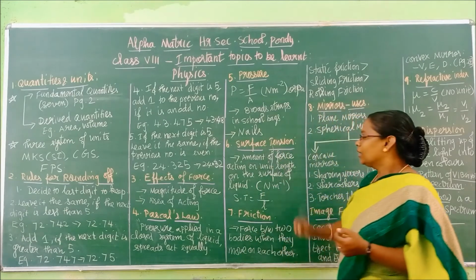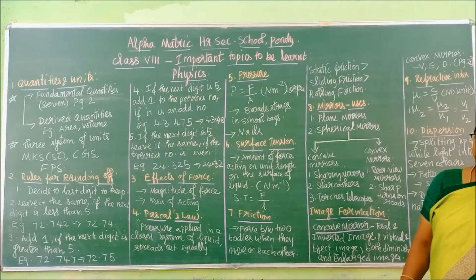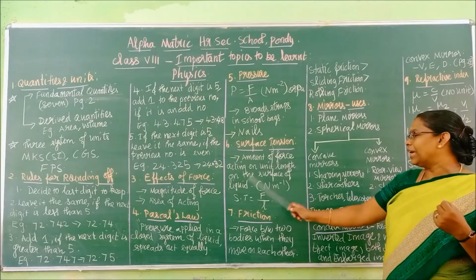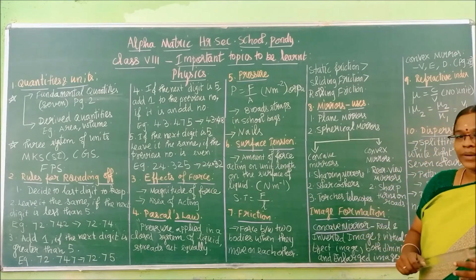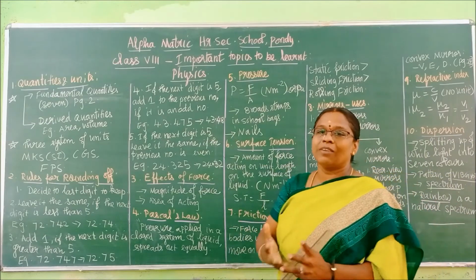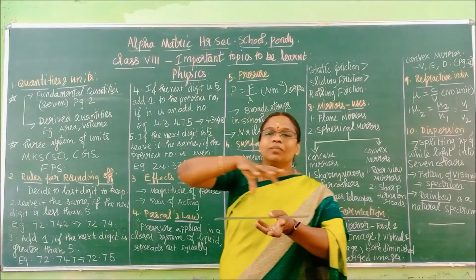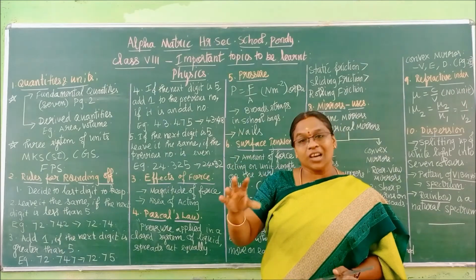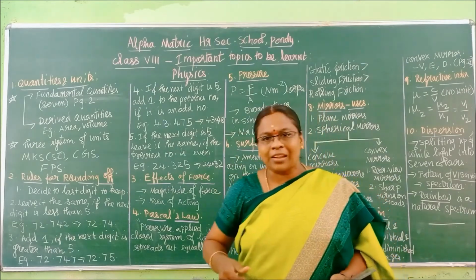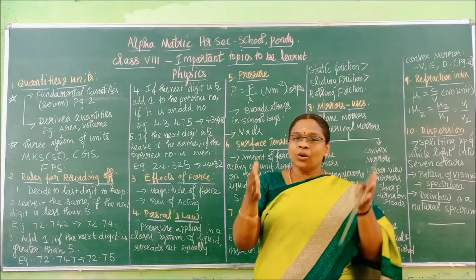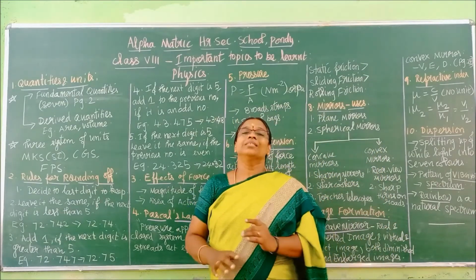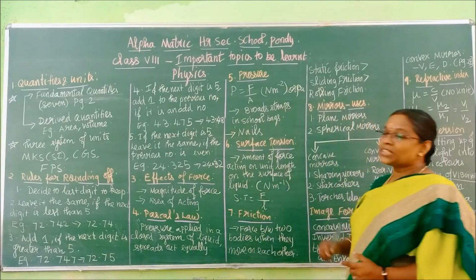Okay? Right. Next, what is surface tension? It is the amount of force acting on a unit length on the surface of a liquid. If we have a vessel of liquid, that liquid will have a surface. On that surface, some force will be acting. On a particular length, how much force is acting? That is called surface tension.